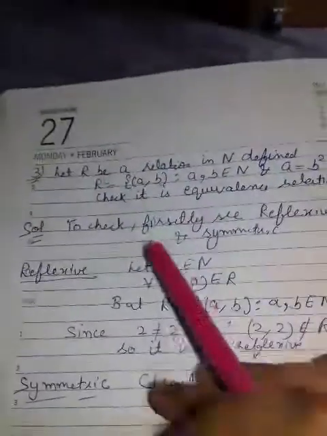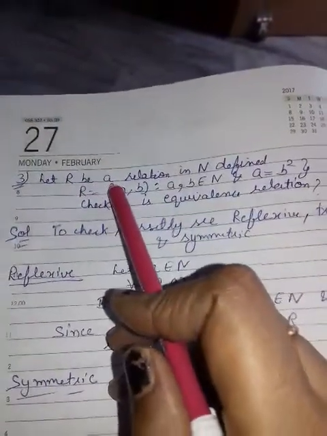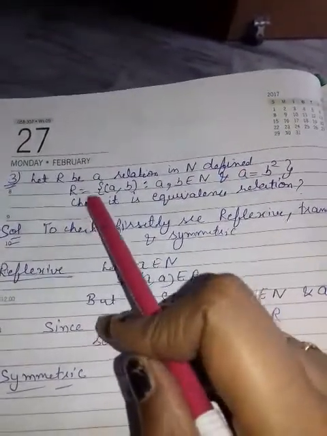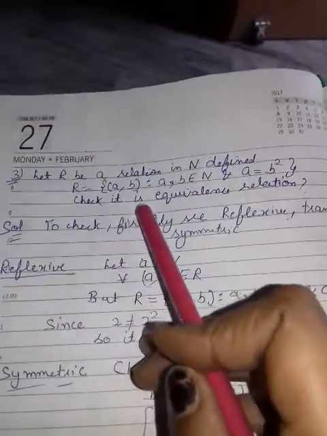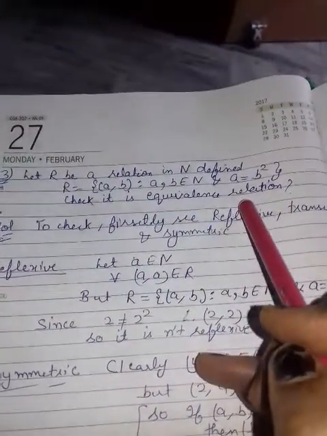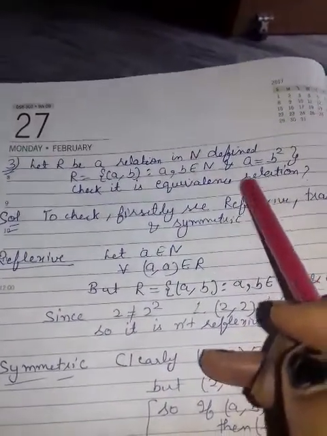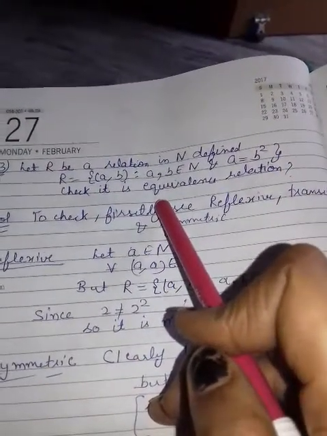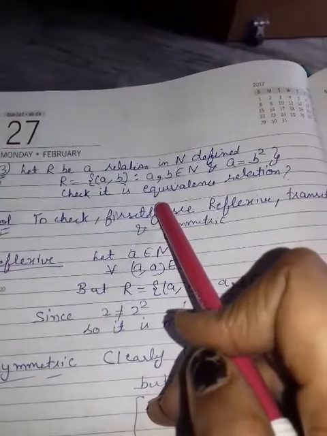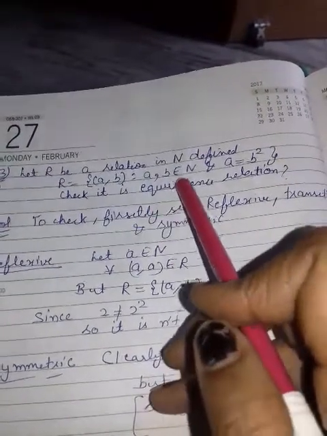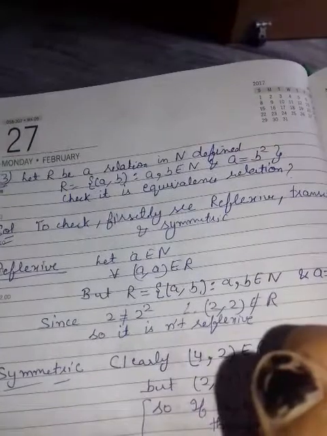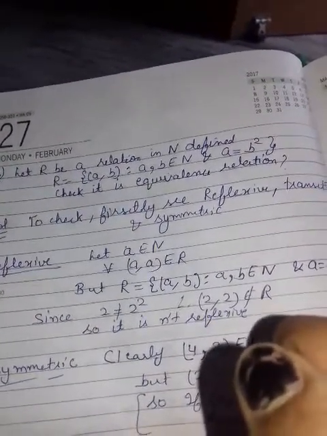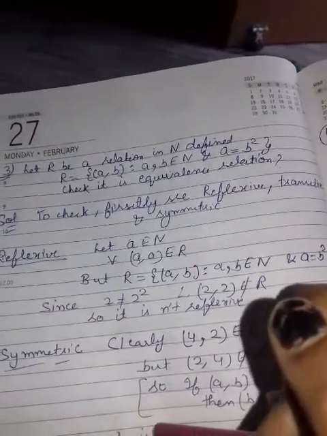Now your third question is, let R be a relation in N, where N means natural numbers, and the relation is as given. You have to check whether it is an equivalence relation. I want to clear one thing. Whenever you have to check, you take examples. Whenever you have to prove or show it, you take general elements. Now I think you are getting it.